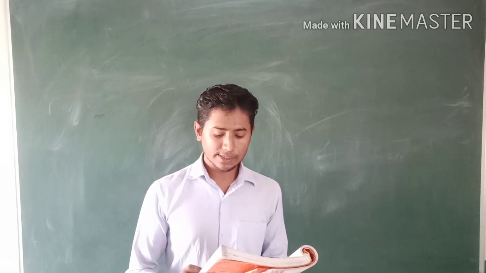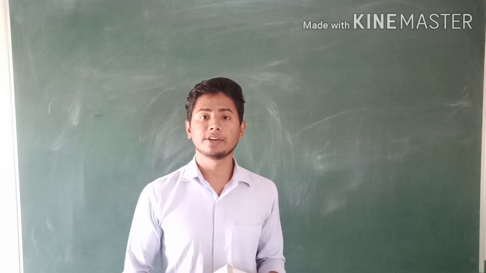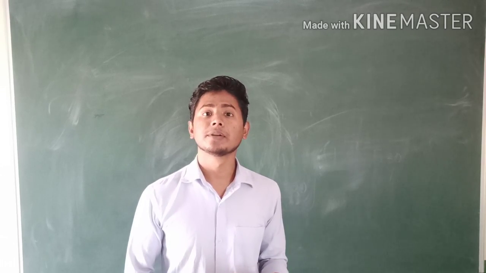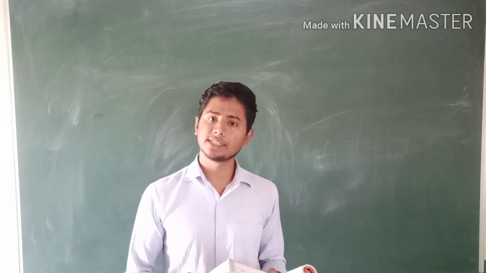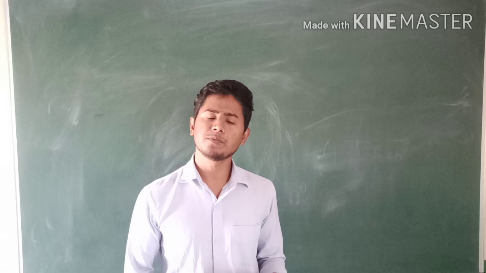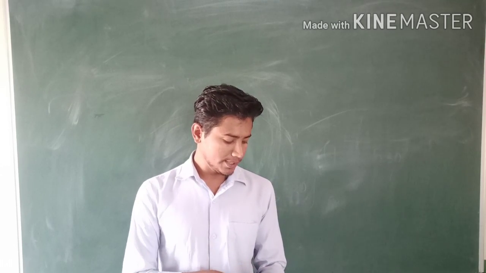Then 400 is the predecessor of 399. What is the predecessor of 399? 399 minus 1, that is 398. So 400 is the successor of 399. So this is also false. 0 is the smallest whole number. Yes, 0 is the smallest whole number, so this is true. So like this you can solve all these questions.